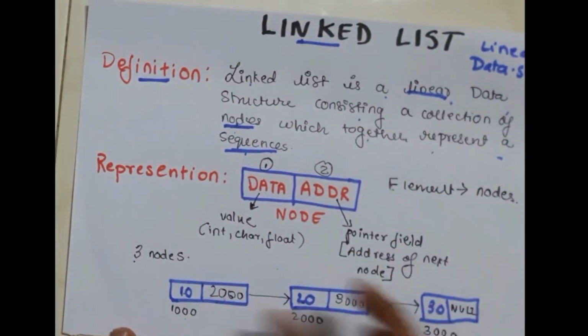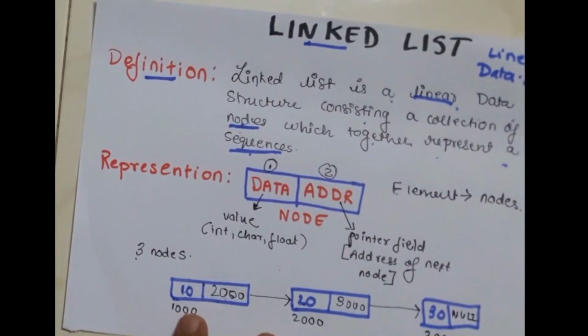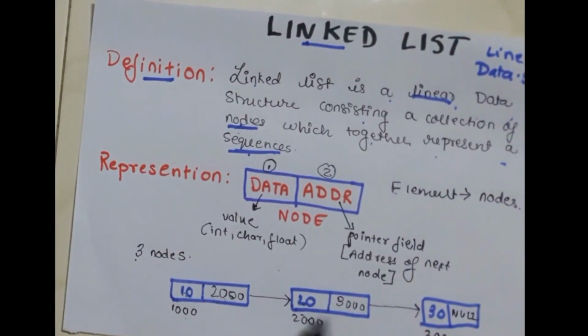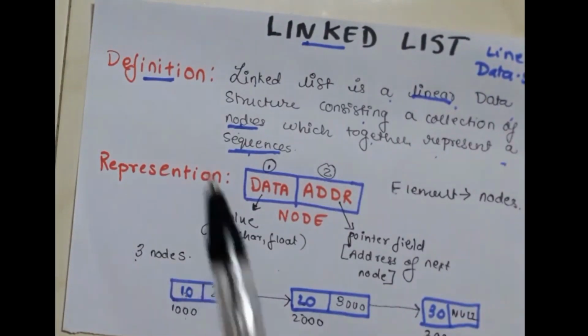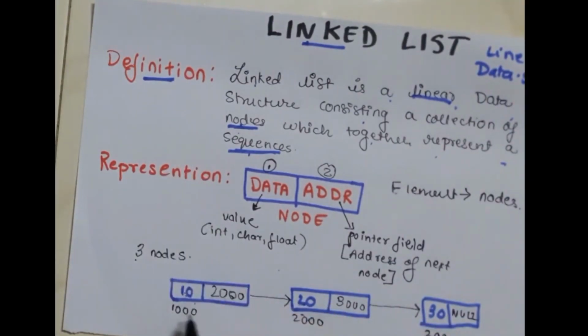See, the collection of nodes creating a sequence, isn't it? Now, there is one head node, so that node will be the reference to the first node. Like first node holds the address of second node. Second node holds the address of third node. Similarly, there should be something that will hold the address of first node. So address of first node is 1000.